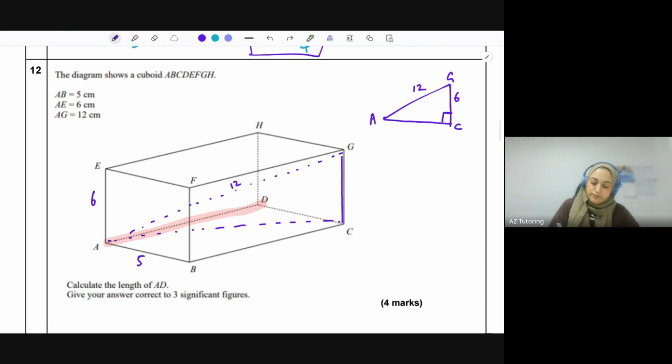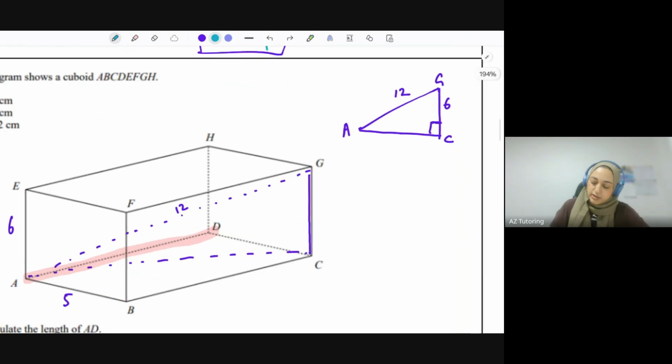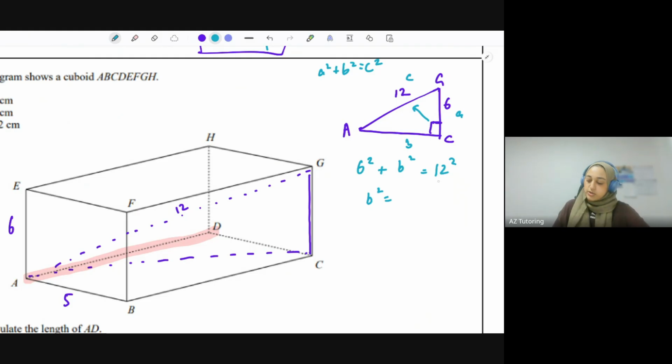So let's find AC. Remember with Pythagoras, we labeled the triangle: A squared plus B squared equals C squared. C is definitely 12 because it's opposite the right angle, and AB, it doesn't matter which is which. So A squared, which is 6 squared, plus B squared, which we don't know, we're trying to find that, equals C squared, which is 12 squared. So B squared equals 12 squared minus 6 squared, so 144 minus 36 gives me 108.